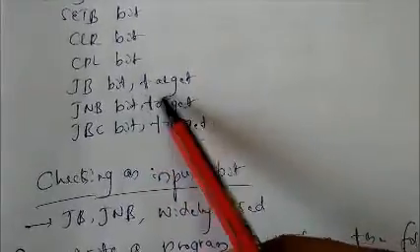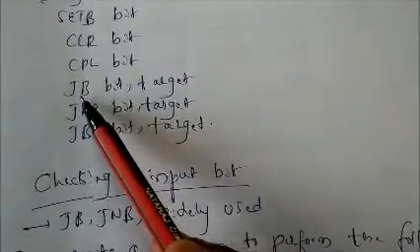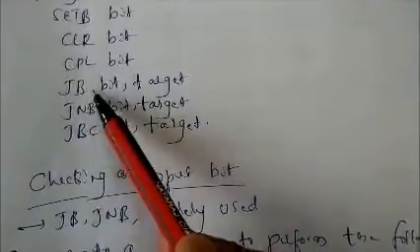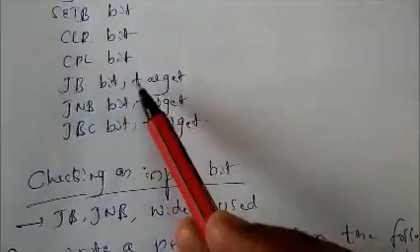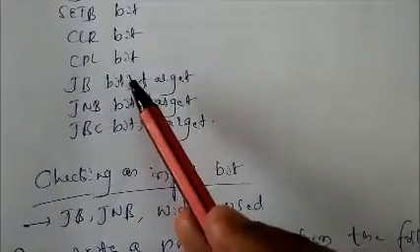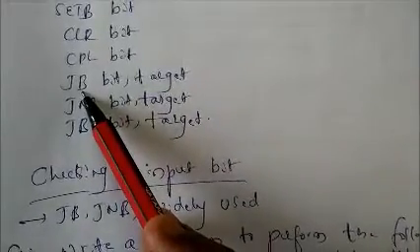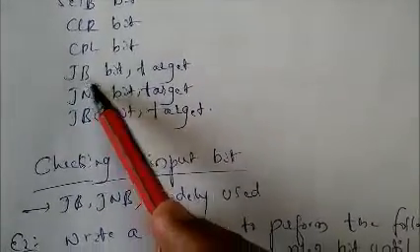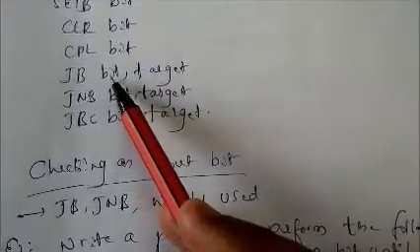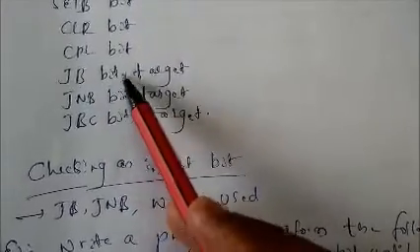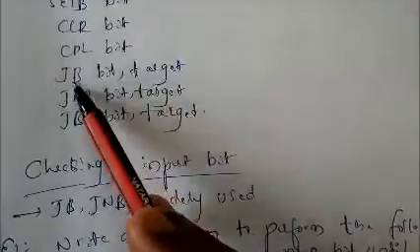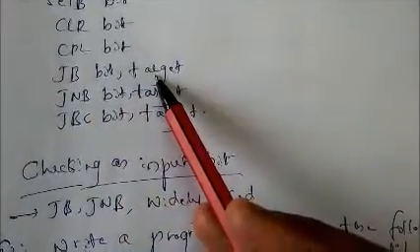So here: JB bit, target. JB is jump if bit set. If you say JB P1.2, it means if P1.2 is logically high, then it will make the jump, because this bit is logically 1. So when it is JB P1.2, if P1.2 is logically 1, it will make the jump to the target address.